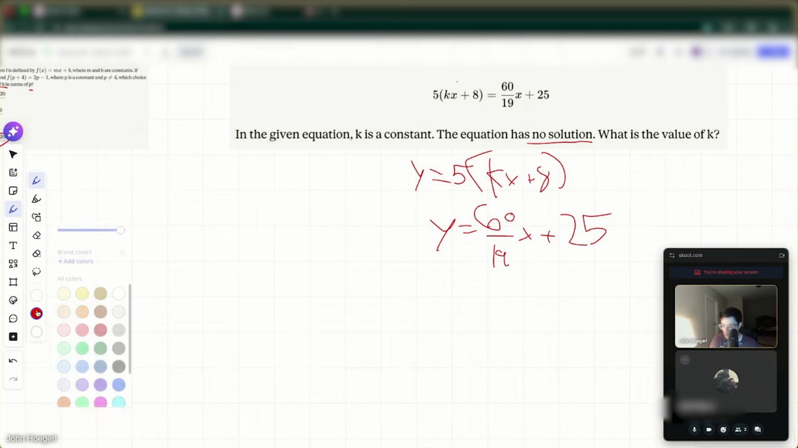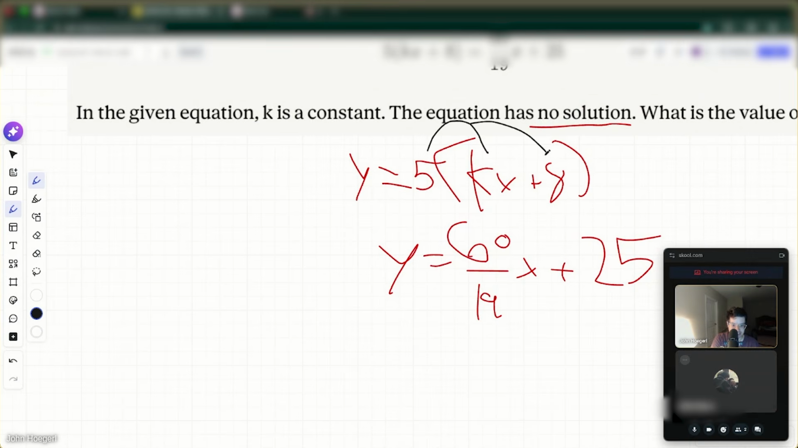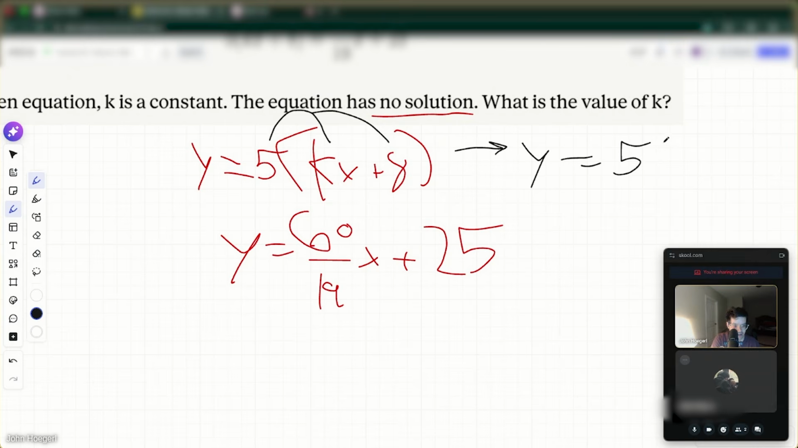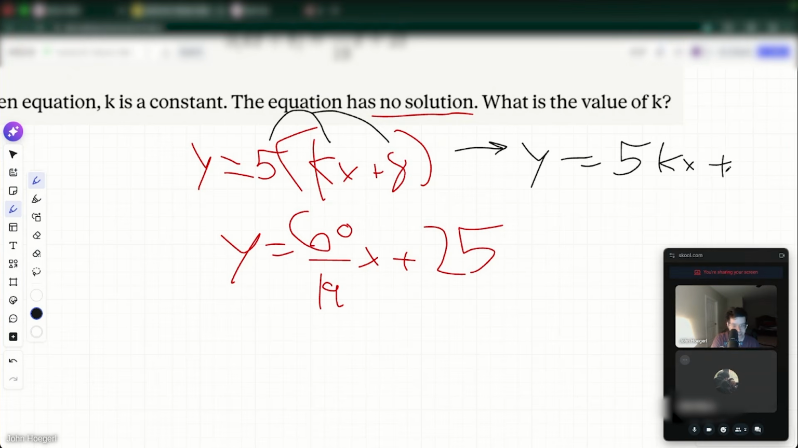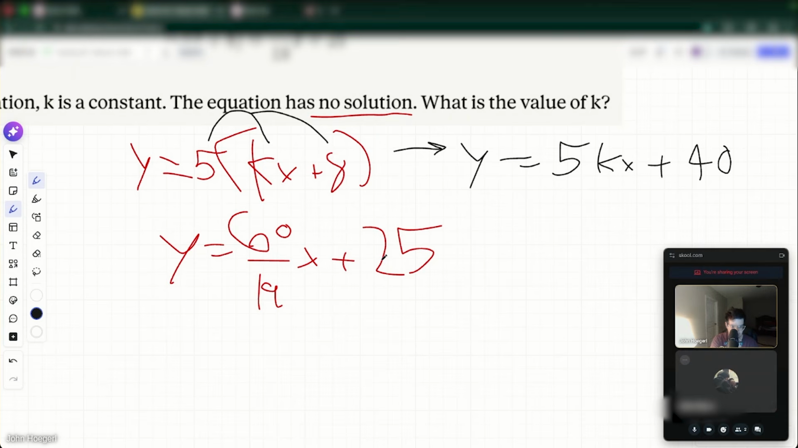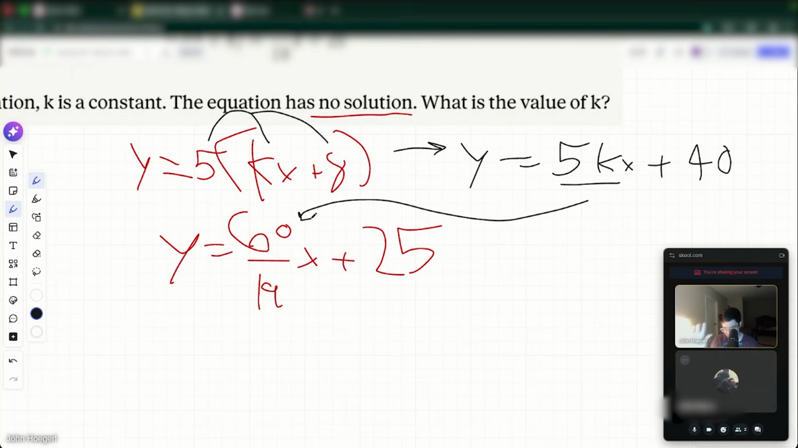So I'm going to bring in a little bit of math stuff here. If I use the distributive property on that, we get y must be equal to 5kx plus 5 times 8, which would be 40. That's what we have there. And then for this one, y is equal to 60 over 19 times x plus 25. So in order for this to be right, we have to have the same thing in front of the x, but then a different thing afterwards. So basically what we're saying here is that 5k must be equal to 60 over 19. That's what we must be saying.